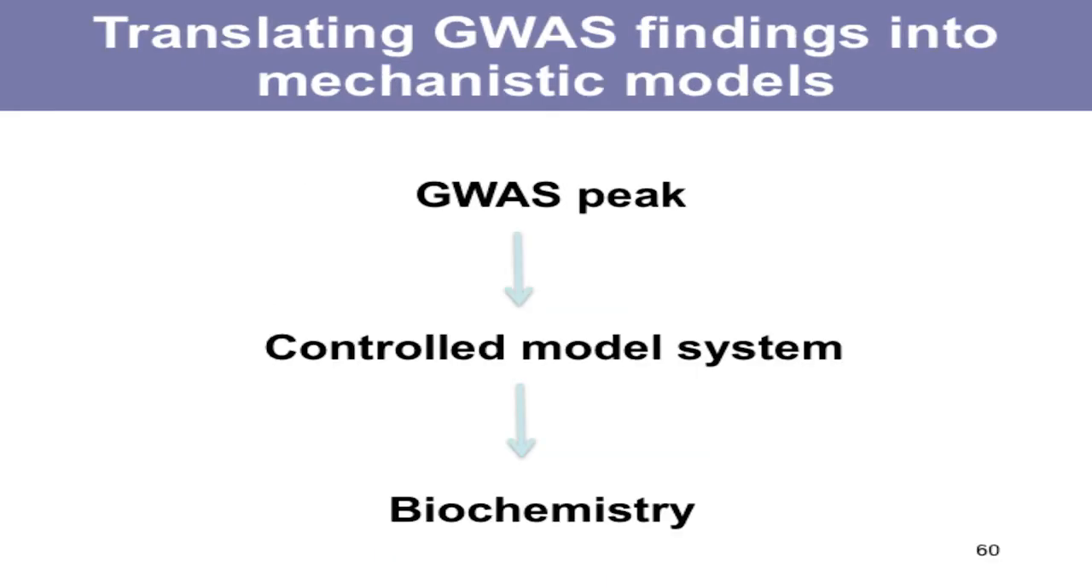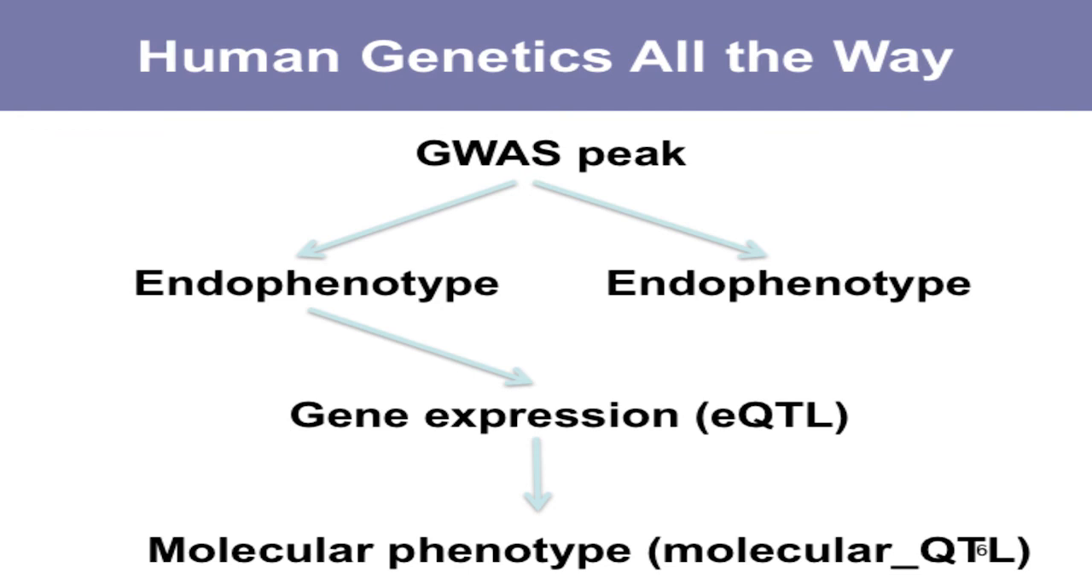One of the directions the community is thinking about, two slides and I'm done, is to change this paradigm from the GWAS peak to controlled model organism systems and biochemistry, to a method which I call human genetics all the way. You take GWAS peaks and look at various endophenotypes, many of them molecular, for example gene expression, methylation, and chromatin accessibility, and come up with the effect on molecular phenotype. With these consecutive changes of phenotypic definition, going more and more down to the molecular level, this approach may offer possible functional interpretation of GWAS peaks.